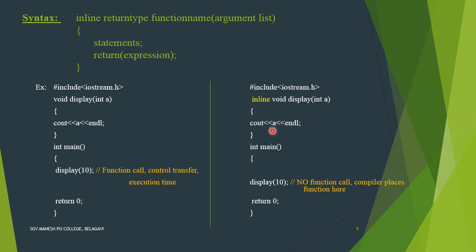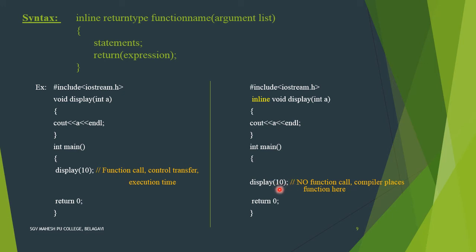This code is directly copied over here, so your control is not transferring. Your compiler directly places this function here. So this is how you are reducing your time of execution. That's how inline function helps us to increase the speed of our program.